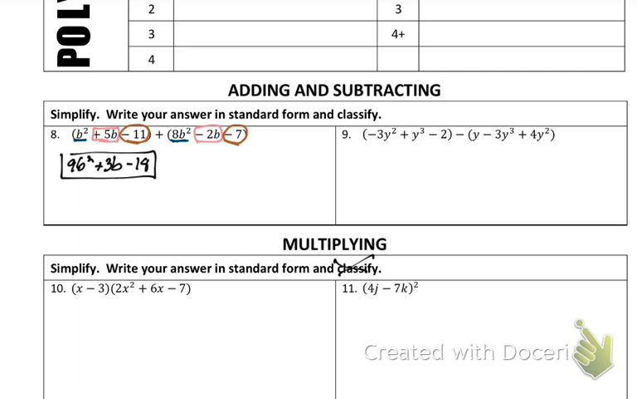If I asked you to classify it, that would be a trinomial. It'd also be a quadratic. This would be a quadratic trinomial. So I'm going to say it. If you want to write it down, you can. I'm not going to really test you on it, though.